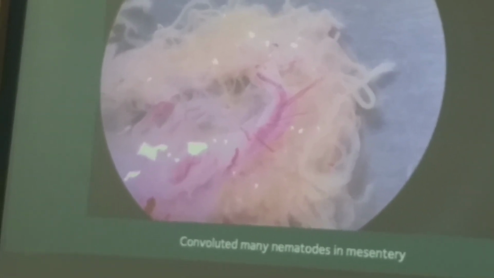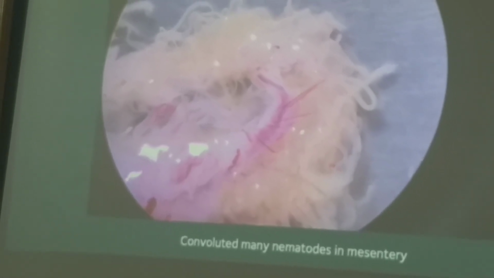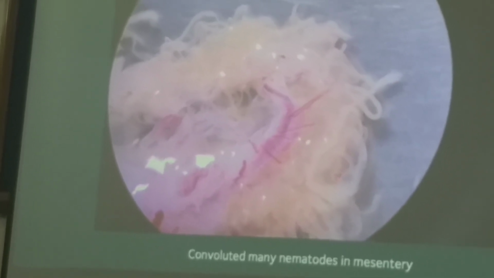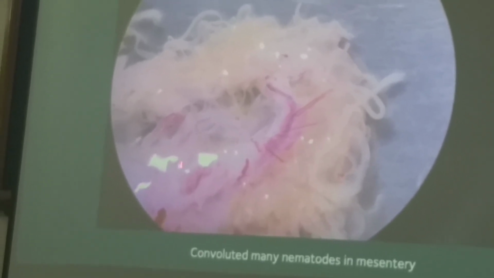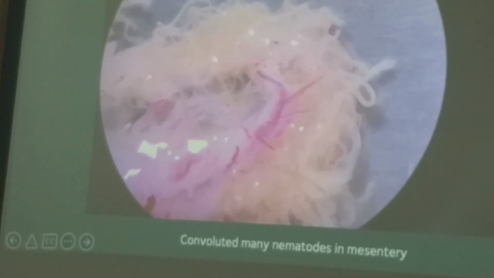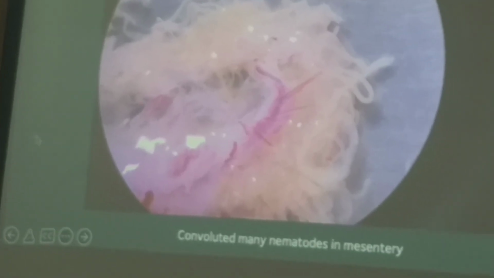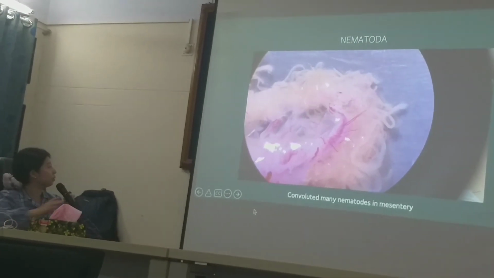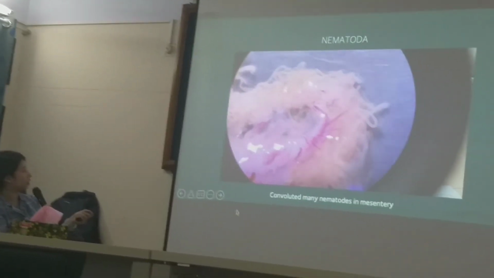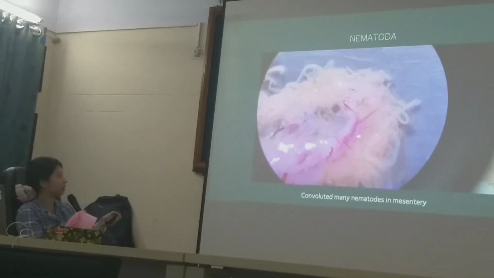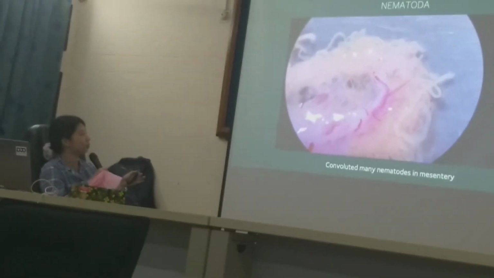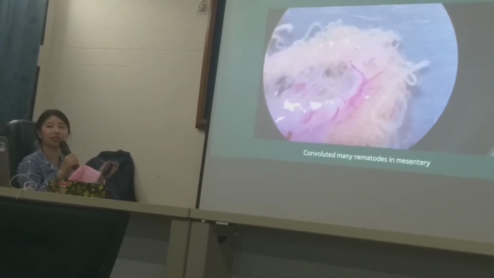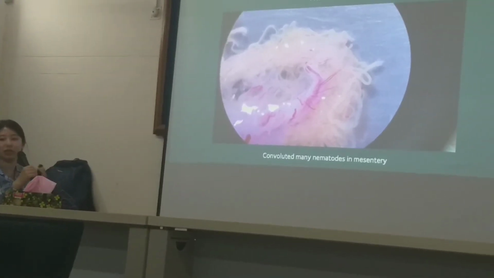So sometimes nematodes are not in the intestine or stomach. They are also embedded in the mesentery like this. You can see many nematodes together inside. So when you find this kind of big amount of nematodes, it takes a lot of time. So we never know. We should open the fish first and check the situation, and then decide how many fish we will work on.